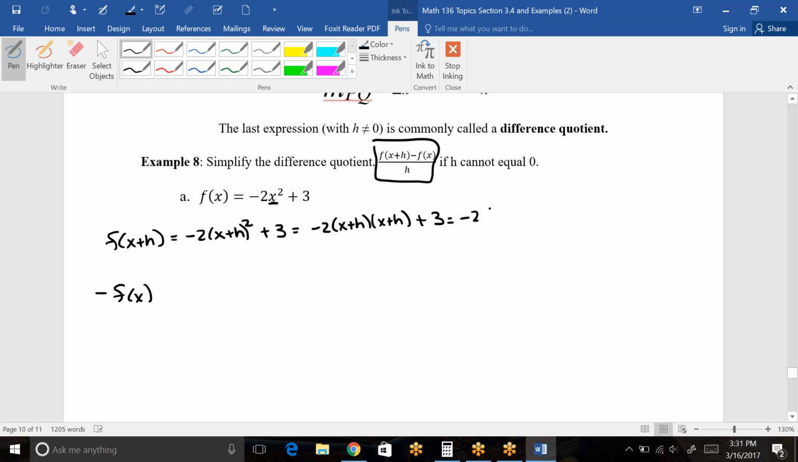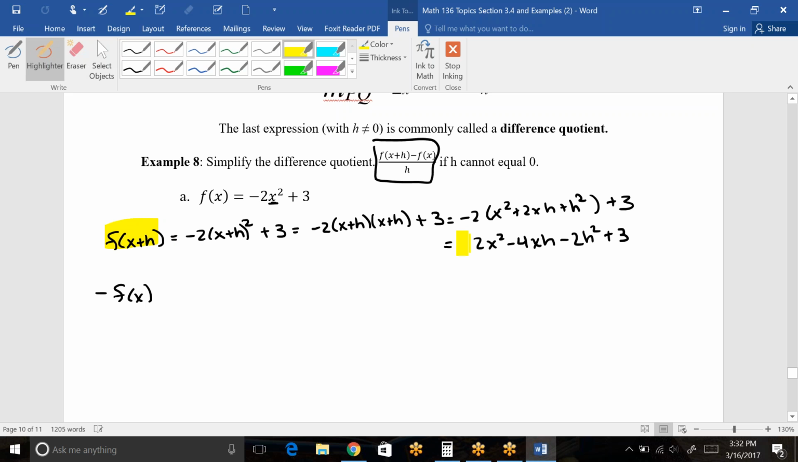So that would be negative 2 times x squared plus 2xh plus h squared. If I FOILed that out and combine the middle terms, and then I need to distribute my negative 2. So that would be negative 4xh in the middle. And then negative 2h squared plus 3. So that is my first part. Just going to highlight that for right now. So that's that.